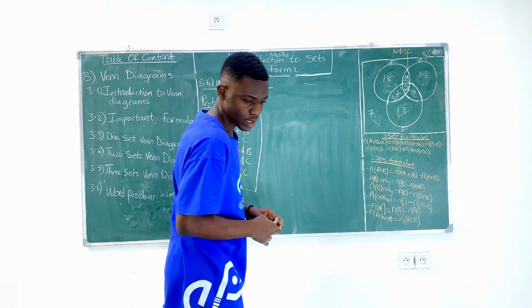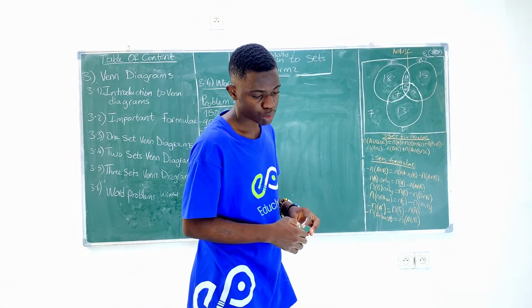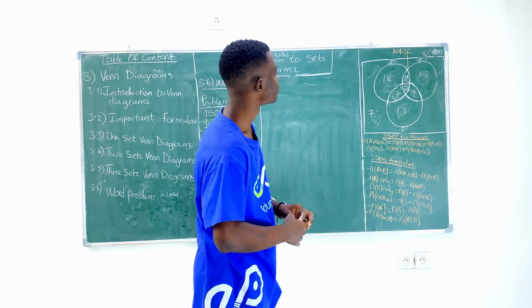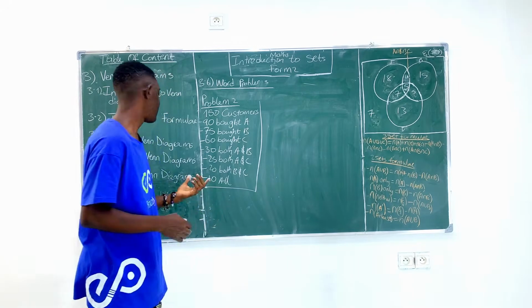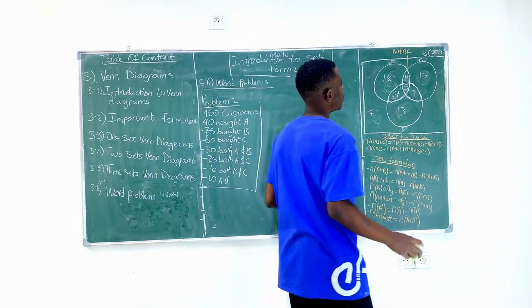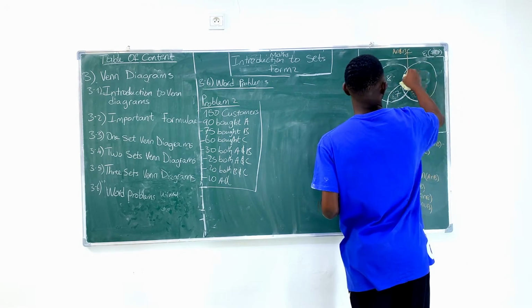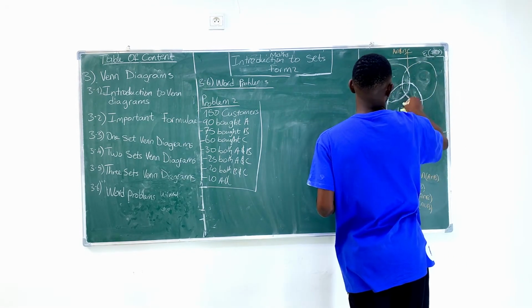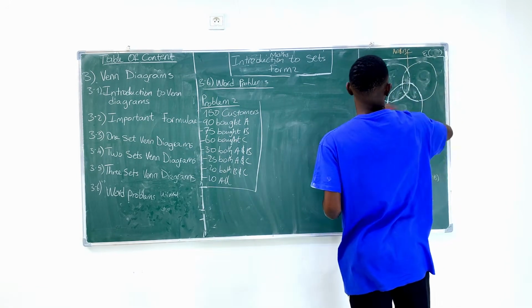So the question says find how many bought only A, how many bought exactly 2 products, and how many bought only one. So you see this is a 3-set Venn diagram problem. So how do we solve it? We are going to solve it using our Venn diagram.